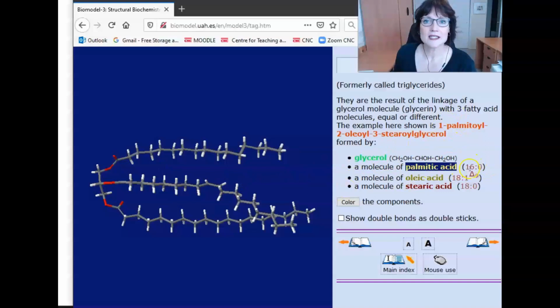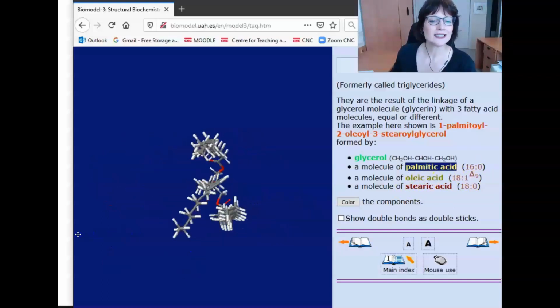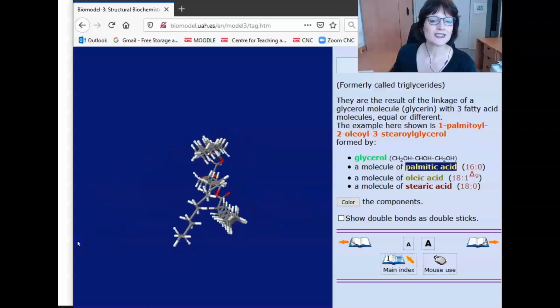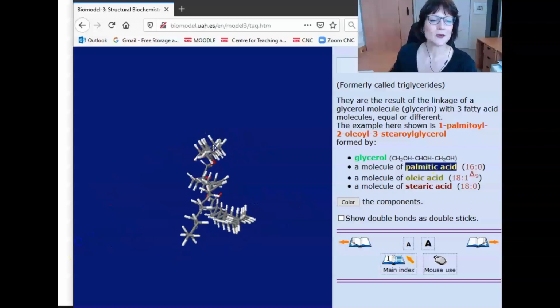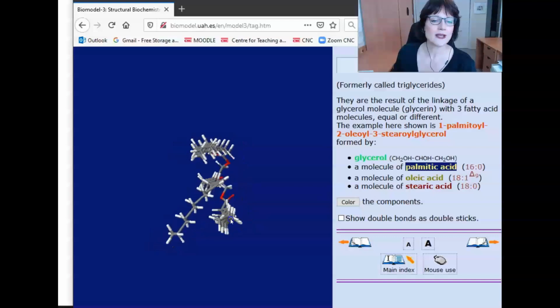And it's the 16 carbon with how many double bonds? 0. Obviously. The stearic acid has 18 carbons, but the oleic acid has a double bond. And you can tell if you turn the structure, you can see how planar this fatty acid chain and this fatty acid chain are.